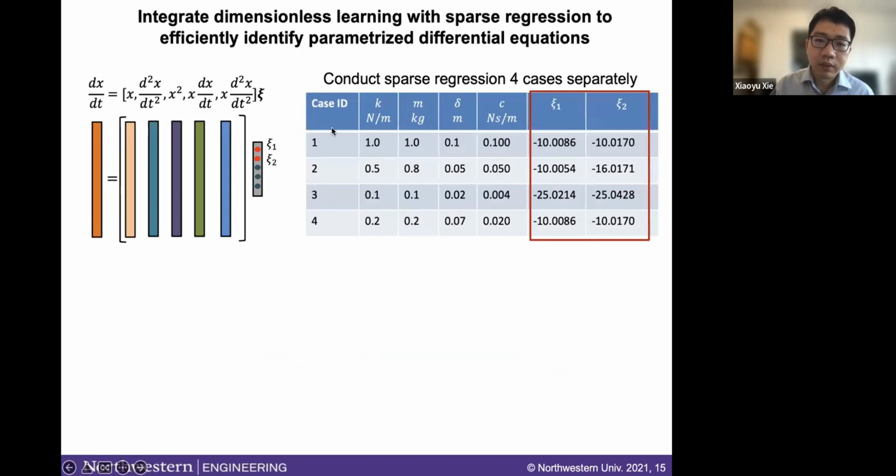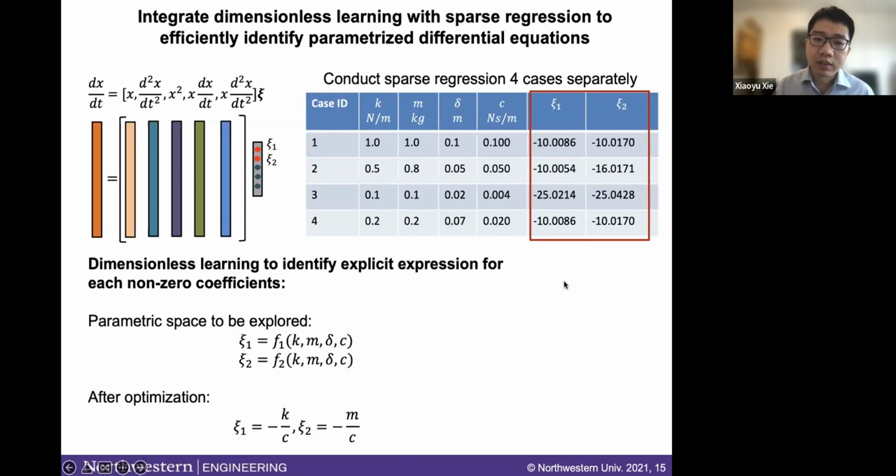Basically, we try to combine our approach with sparse regression to solve this problem. For example, if we have four sets of experiments, each set has different parameters like k, m, delta, and c. We can conduct sparse regression, and we find only these two coefficients are non-zero, and these coefficients are different. So now we can formulate the problem as discovering the relationship between the different parameters and the coefficient KC1. The KC1 is different across experiments because we changed the parameters.